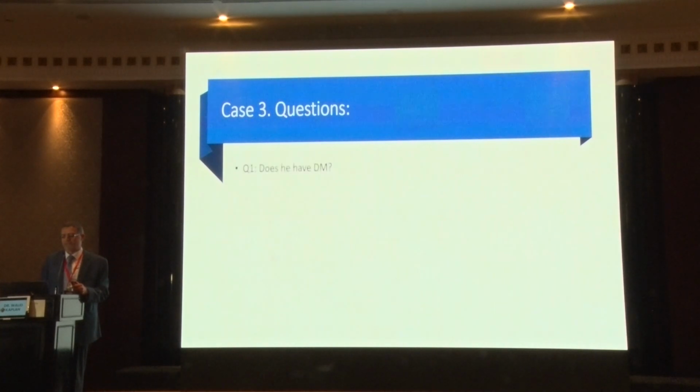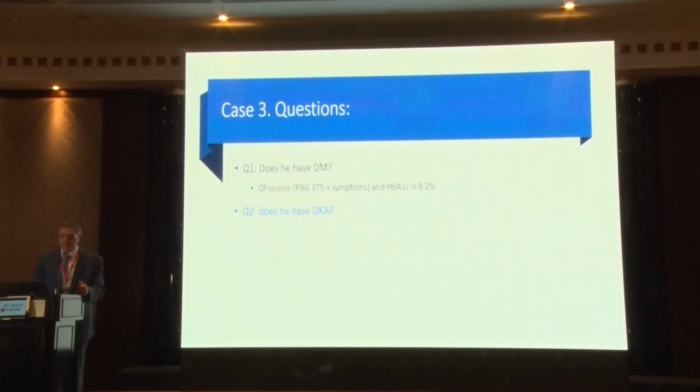Question number 1, does he have diabetes? Yes, he does, of course. He has polyuria, polydipsia, weight loss, and his random blood sugar is way above 200 milligram per deciliter, and his HbA1c is way above 6.5%, so he is diabetic, no question. Does he have diabetic ketoacidosis? No? Yes? So why no?